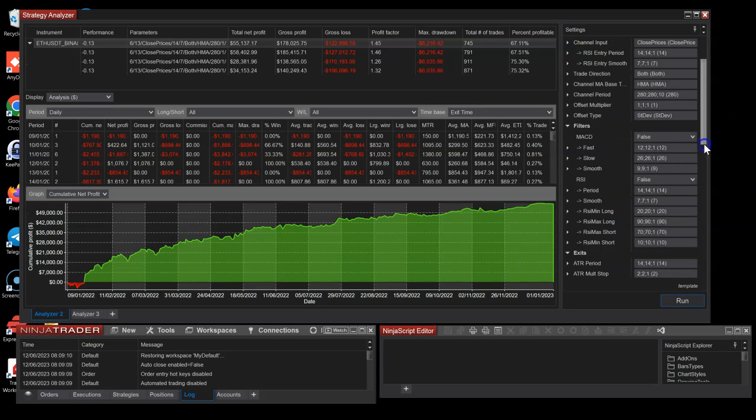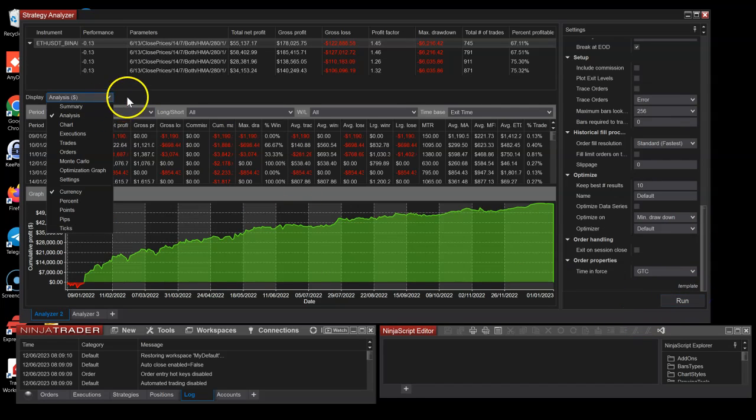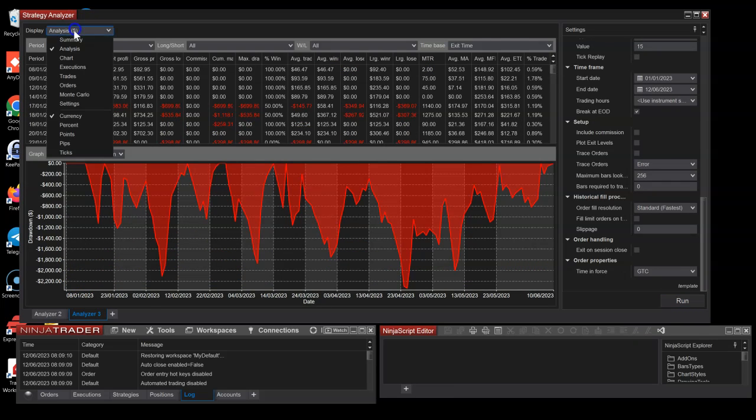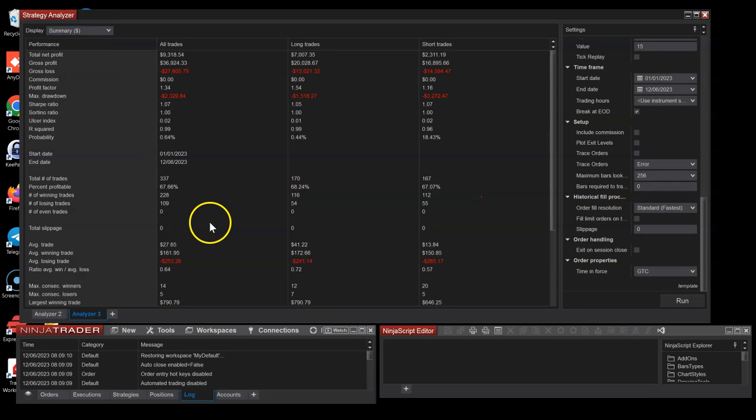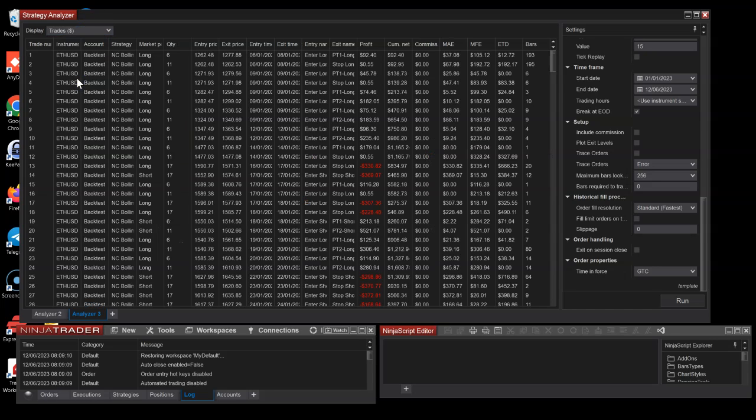Obviously I optimized and tested without commissions, but let's have a look at what we got in terms of commissions, especially in Binance. They're percentage based, but our average trade here is what? $27. So average win is 160, average loss is 250. But we have many more wins. So we should be okay with our trades.